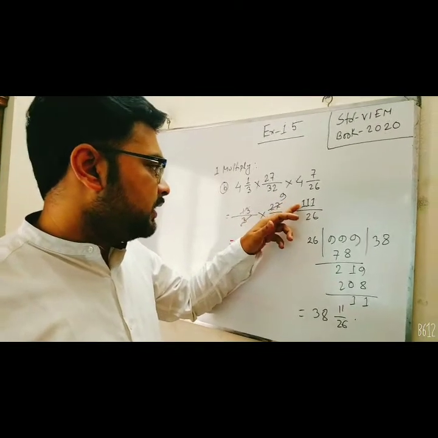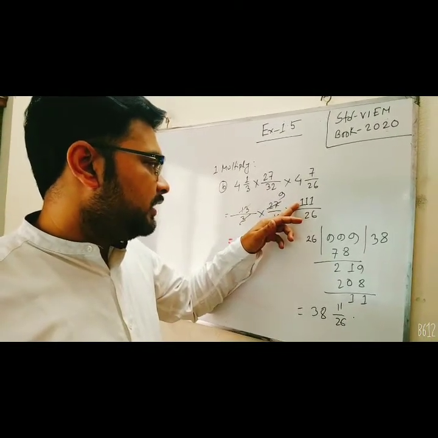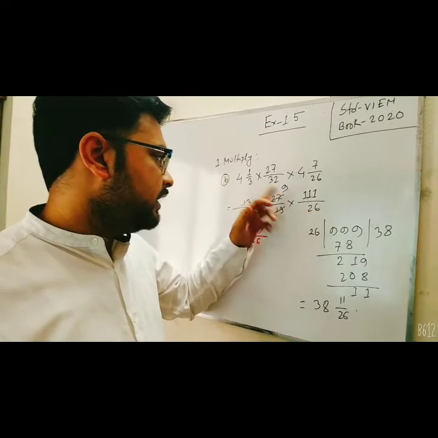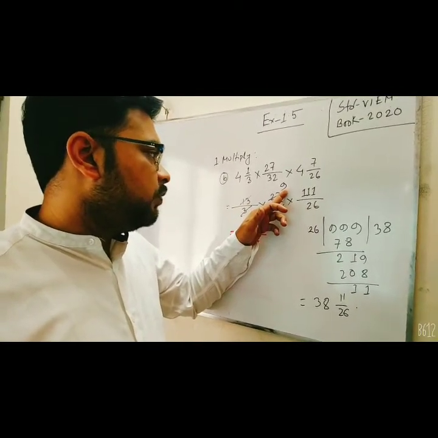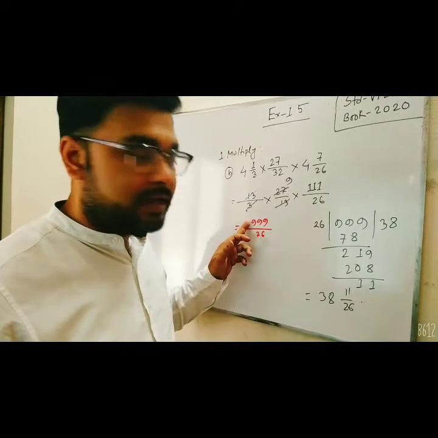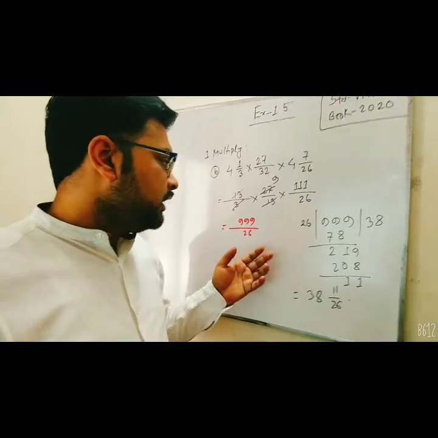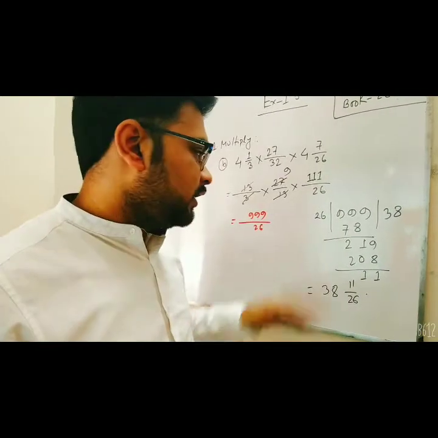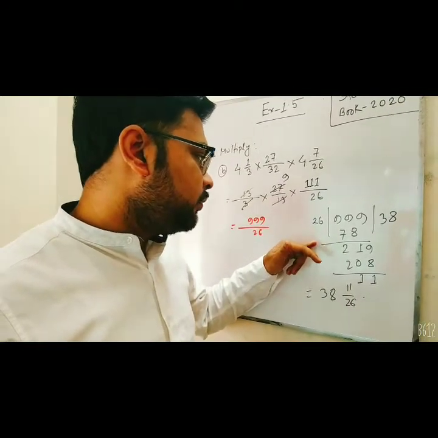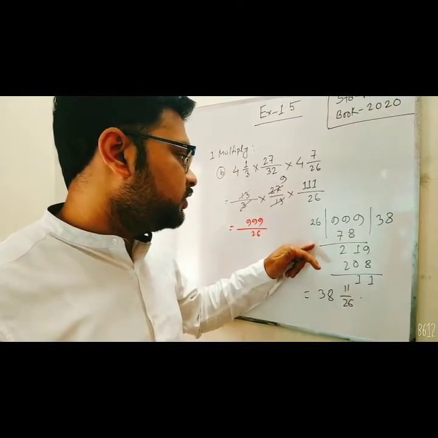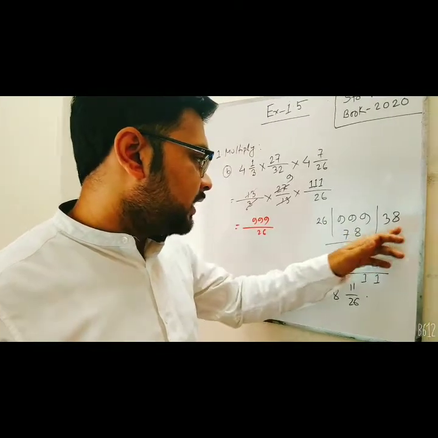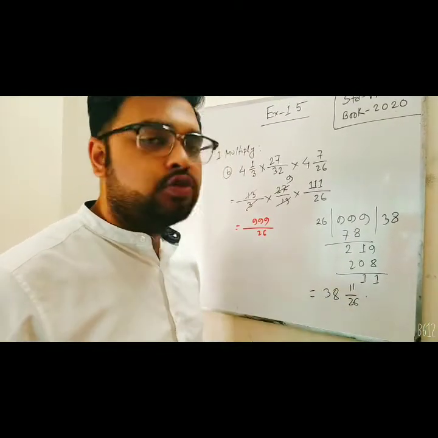9 is multiplied by 111 and divided by 26, that means 9 multiplied by 111 is 999, divided by 26. So it will be converted into a mixed fraction. Here is the process to break down the mixed fraction. 26, that means 38 whole 11 by 26.